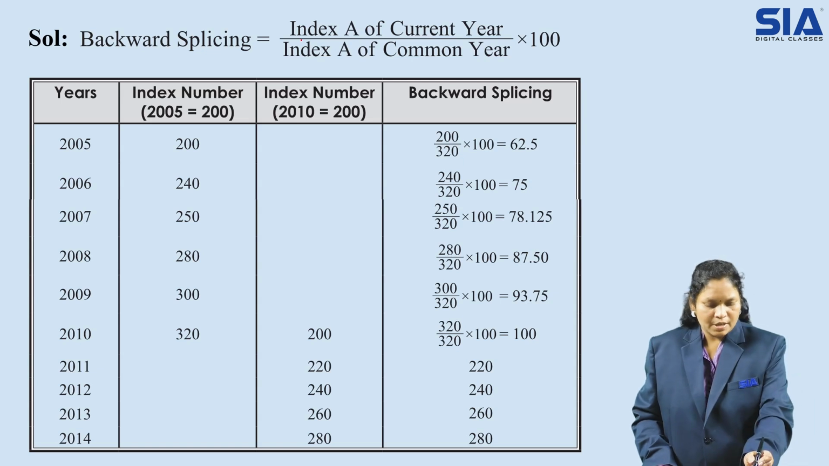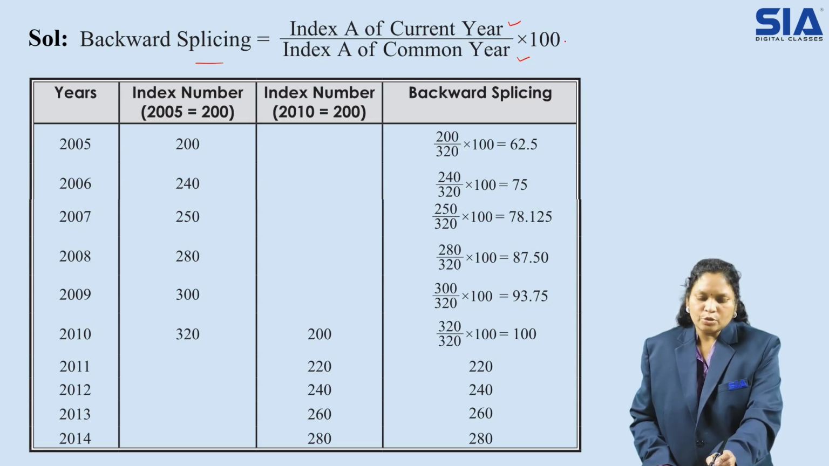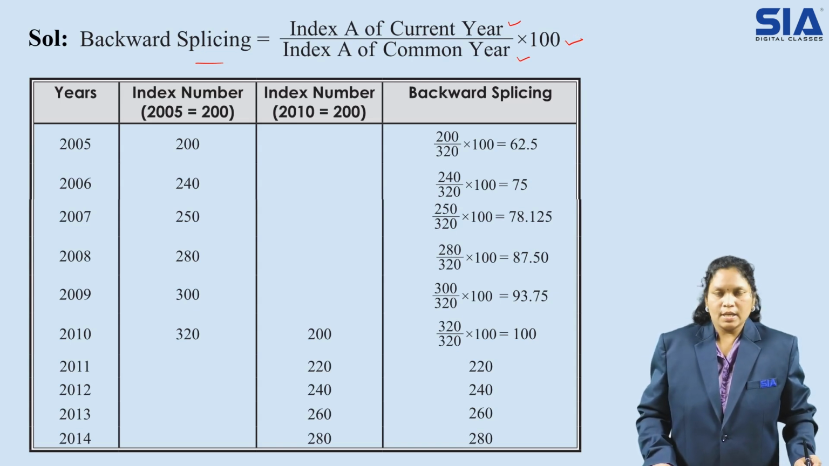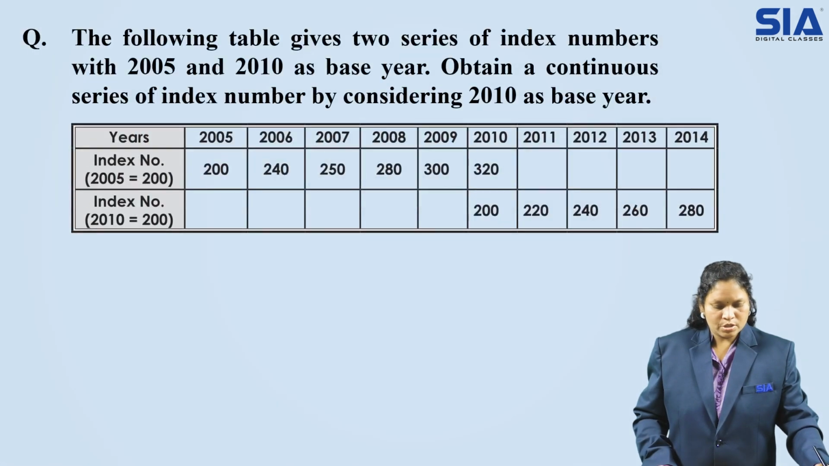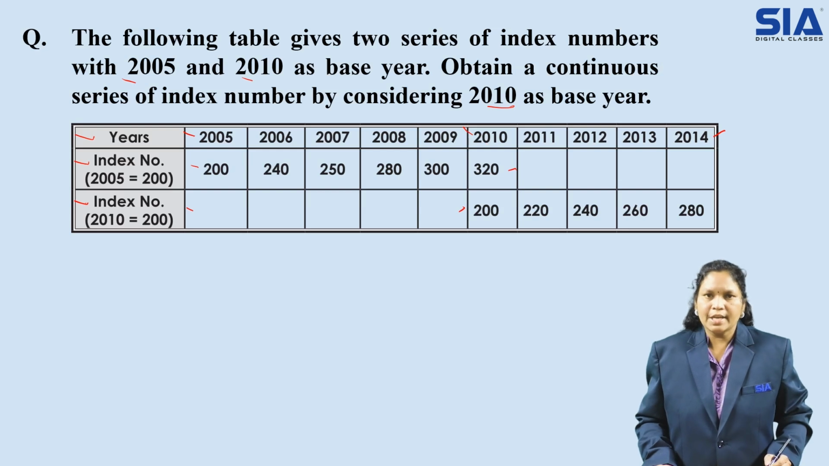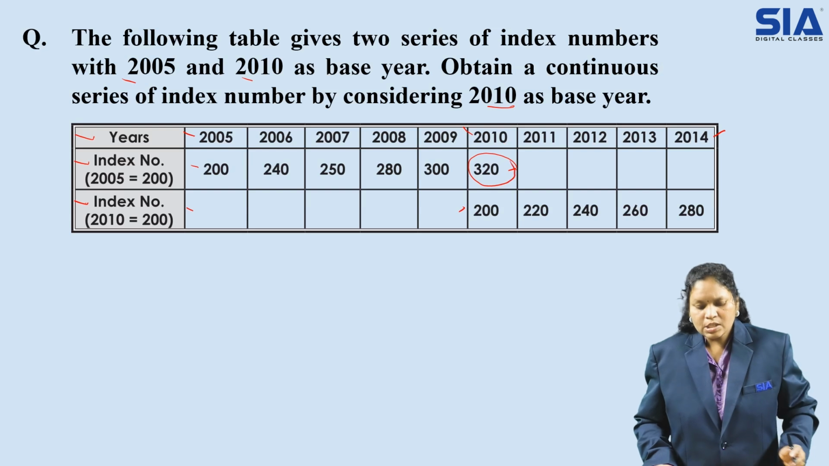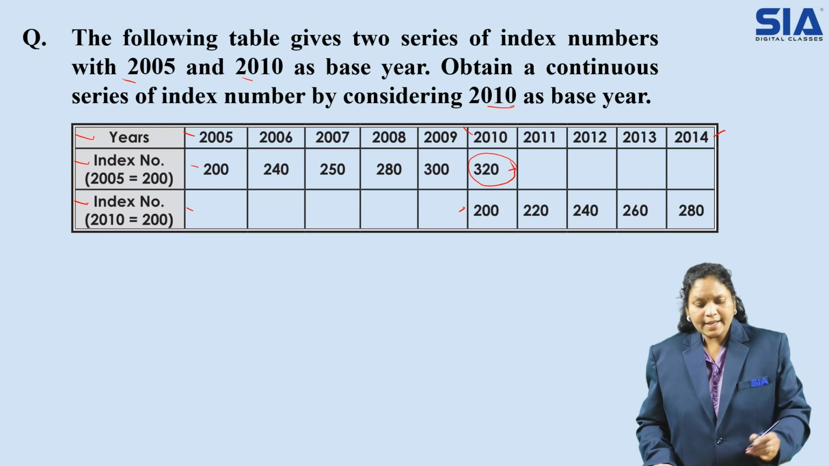So, what is the formula we have here? Index backward splicing is equal to index A of current year divided by index A of common year into 100. So, this is the formula we have. Now, what is common year, what is current year, let us discuss in the table. Whichever index number they want to shift, that is our common index number. Like check it out here, 2010 as a base year you have to consider, right? Under 2010, check it out, we have the value 320.